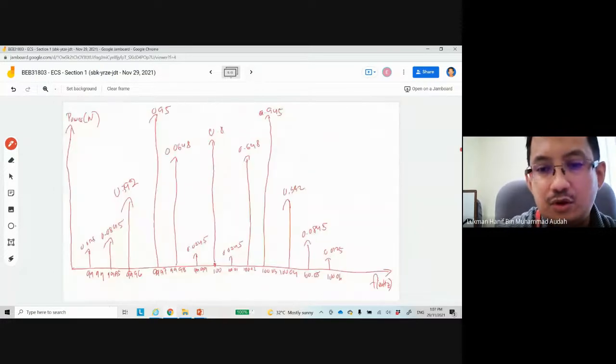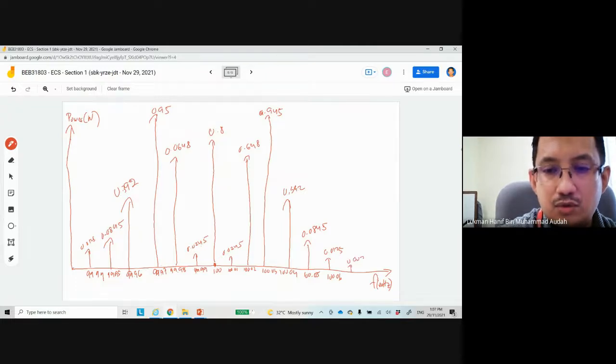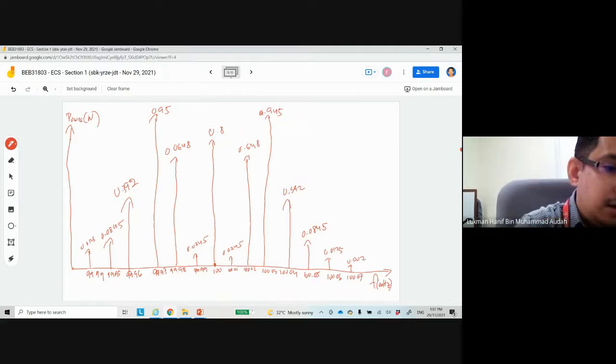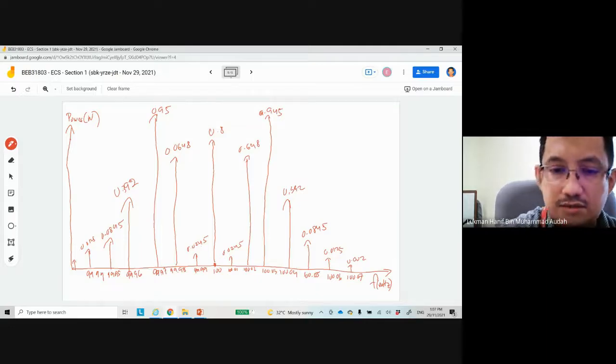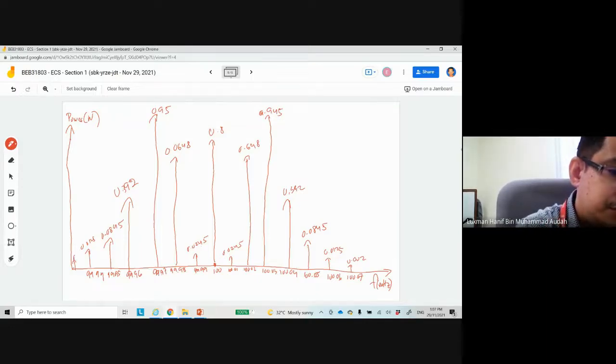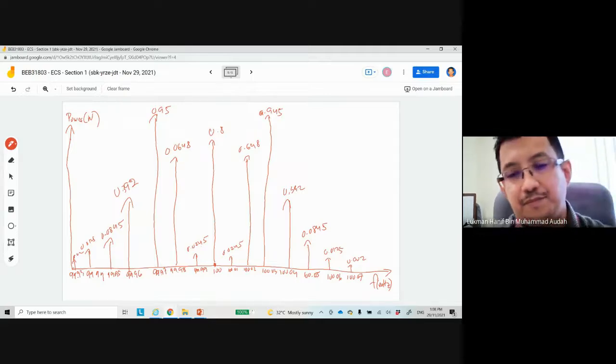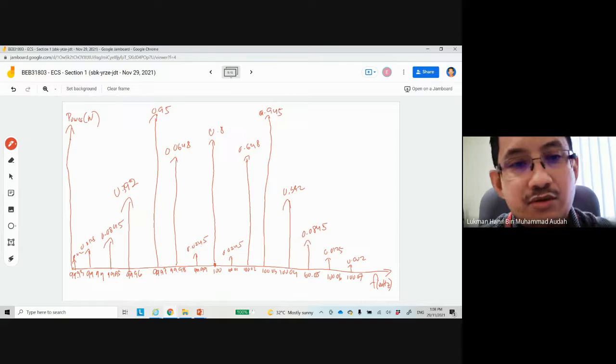0.002, somewhere over here. 0.002 is located at 100.07 megahertz. Here it is located, say here, so here is 0.002. This is 99.93. Okay, so something like this.